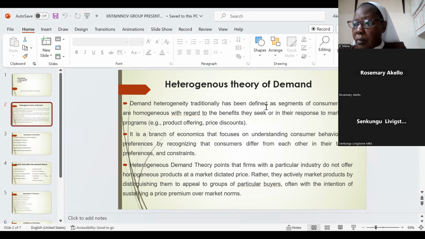Heterogeneous demand theory has traditionally been identified as segments of consumers that are homogeneous with regard to the benefits they seek or in their response to marketing programs, for instance product offering or price discounts. It's a branch of economics that focuses on understanding consumer behavior and preferences by recognizing that consumers differ from each other in their tastes, preferences, and constraints. The theory also points out that firms within a particular industry do not offer homogeneous products at a market-dictated price. Rather, they actively market products by distinguishing them to appeal to particular groups of buyers, often with the intention of sustaining a price premium over market norms.